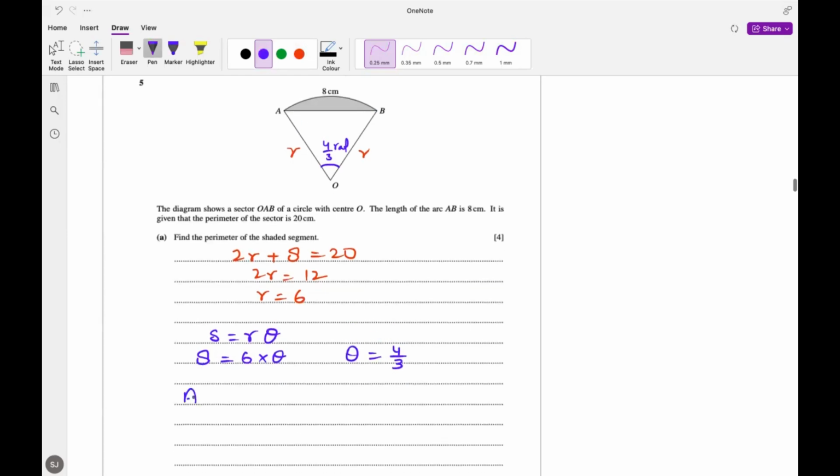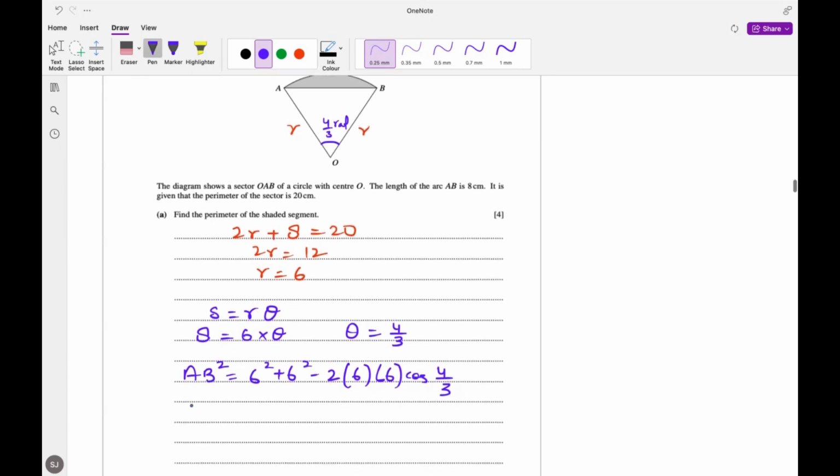So we can say that AB squared will be equals to 6 squared plus 6 squared minus 2 into 6 into 6 cos of 4 upon 3. Substituting this value into the calculator and taking the square root, the value of AB will be equals to 7.42 centimeters.